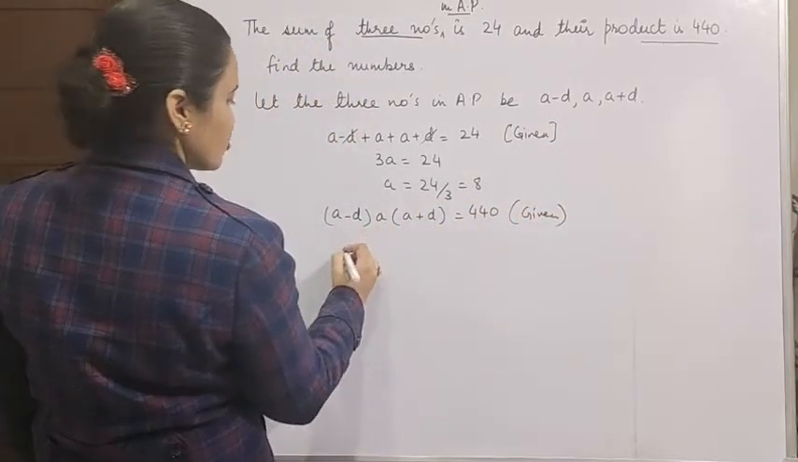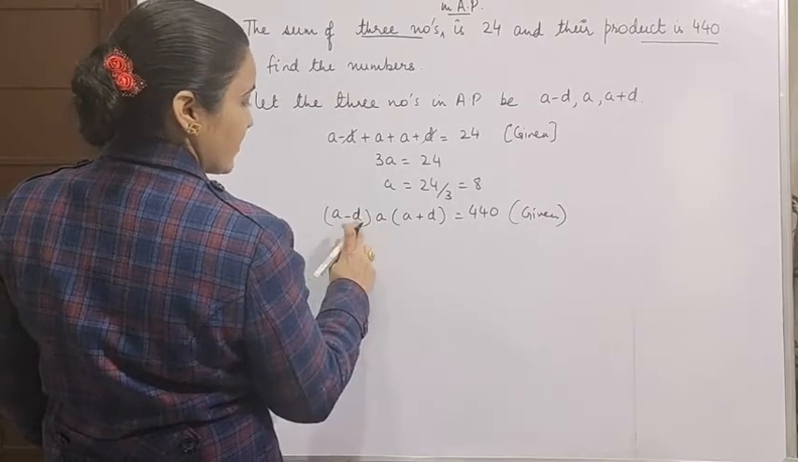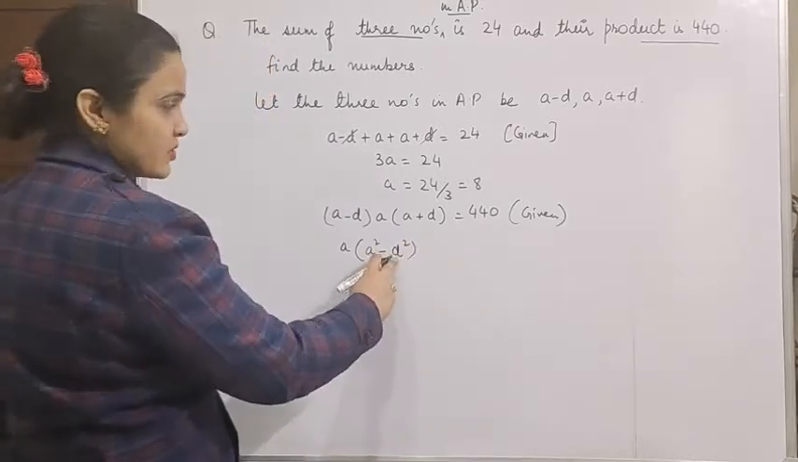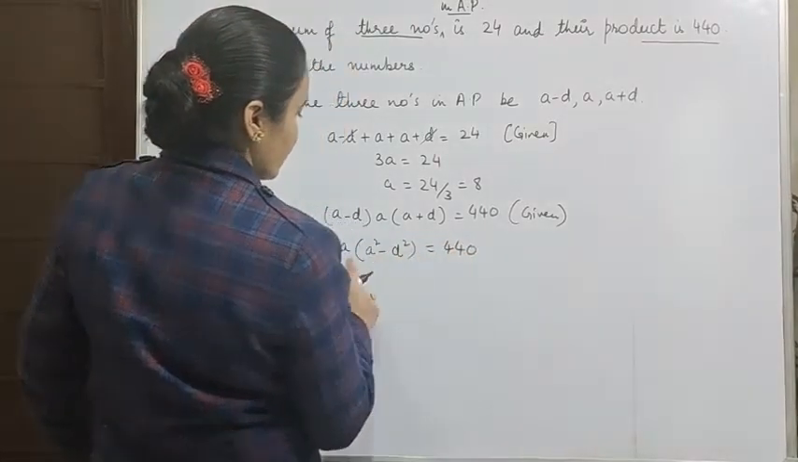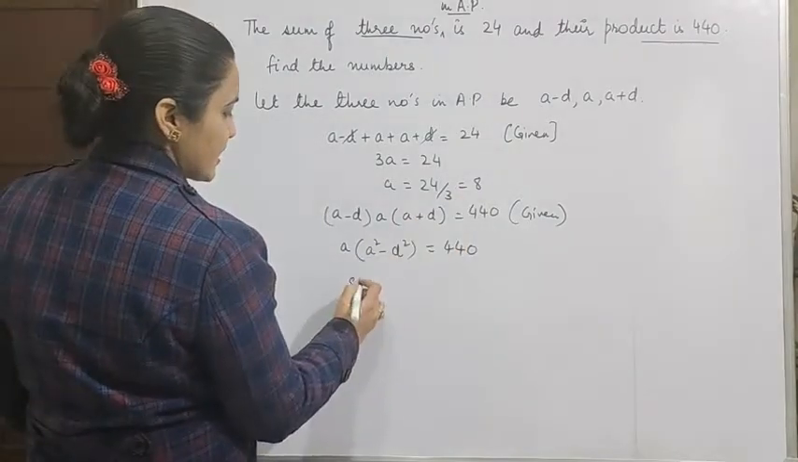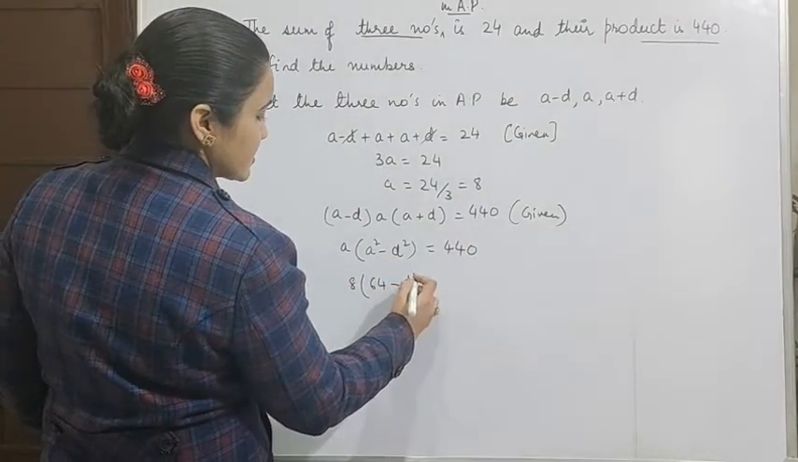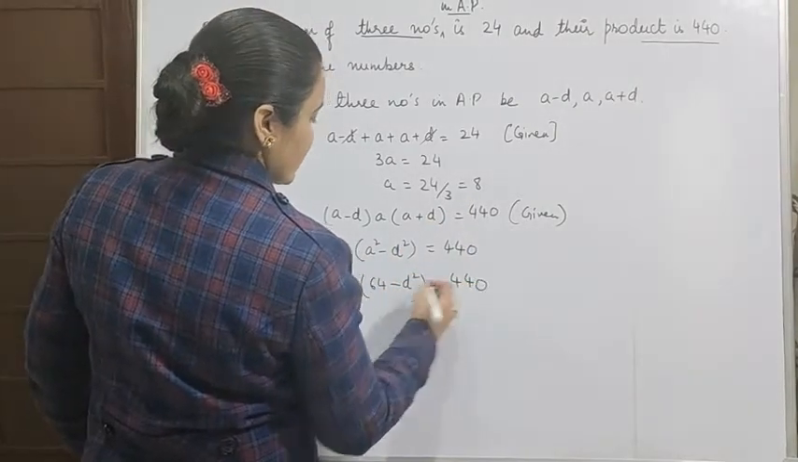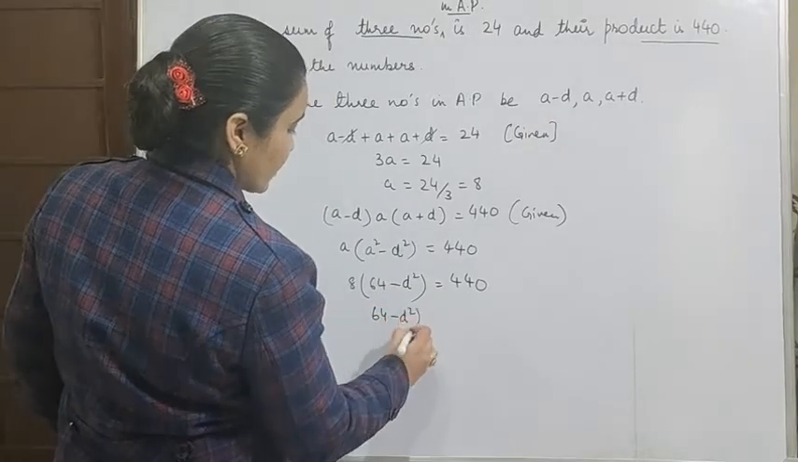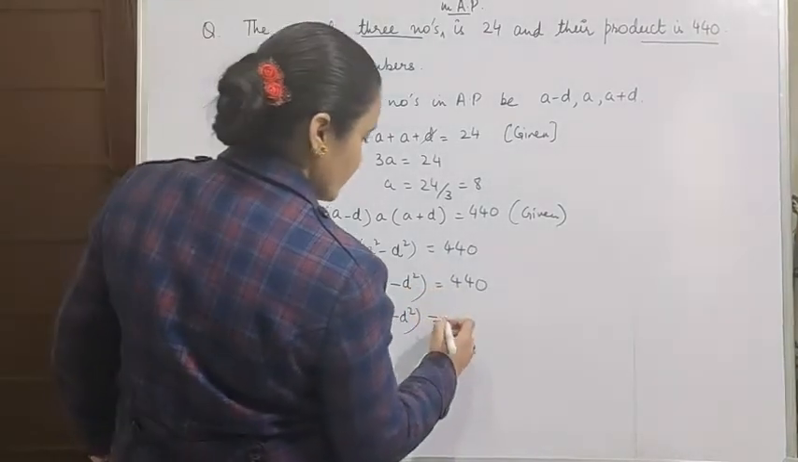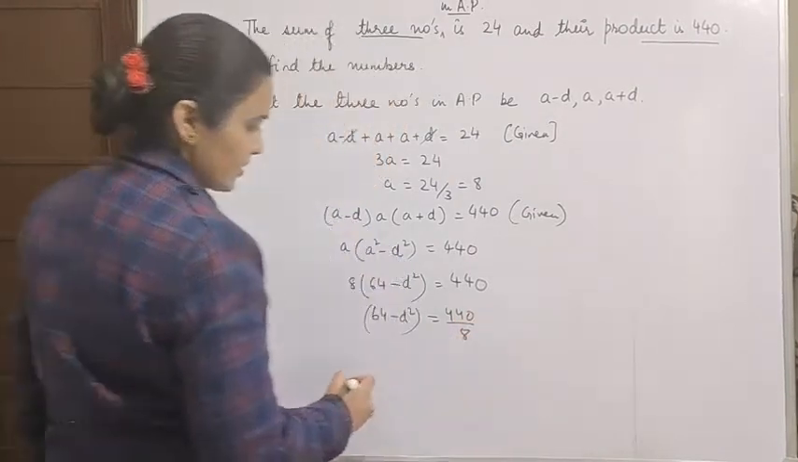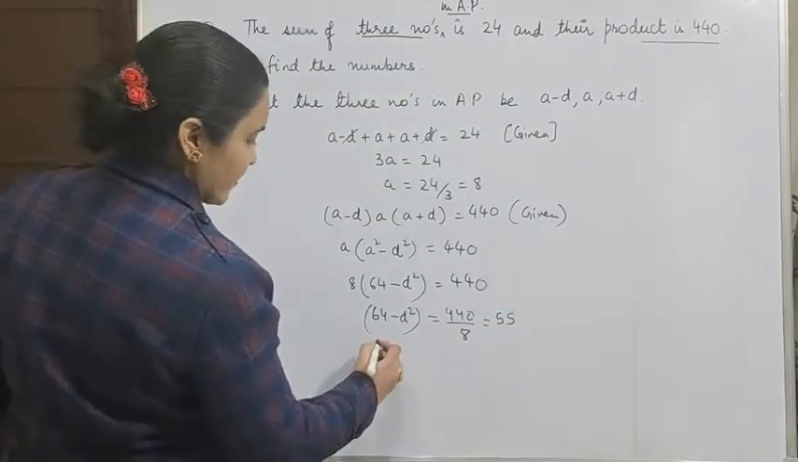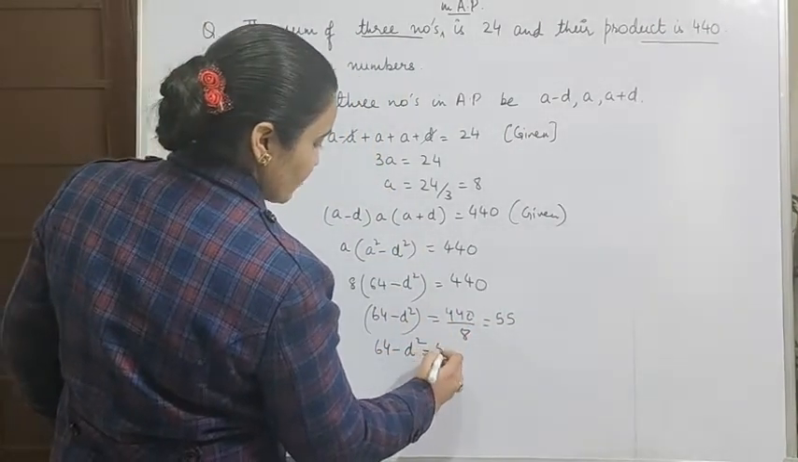Clear? So take this as A minus D, A plus D. So it is A square minus D square. So it is A square minus D square equal to 440. Put the value of A from here. A is 8, so it is 64 minus D square. A square means 8 square, which is 64. So it is 440, so we have 64 minus D square. Here 8 is multiplied, so here this will be division. 440 divided by 8 is 55. So 64 minus D square is equal to 55.